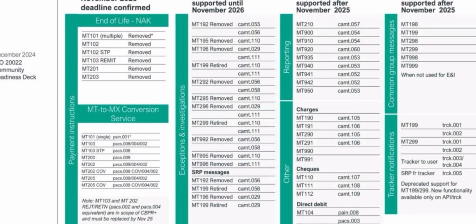Remember that MT199 and 299 messages were also being utilized for the SWIFT gpi message status updates, right? So MT995 is equivalent to camt.110, and 996 is equivalent to camt.111. Similarly MT192, MT199, MT196, MT199, all these messages are going to get retired by November 2026. Till then, they will be available.